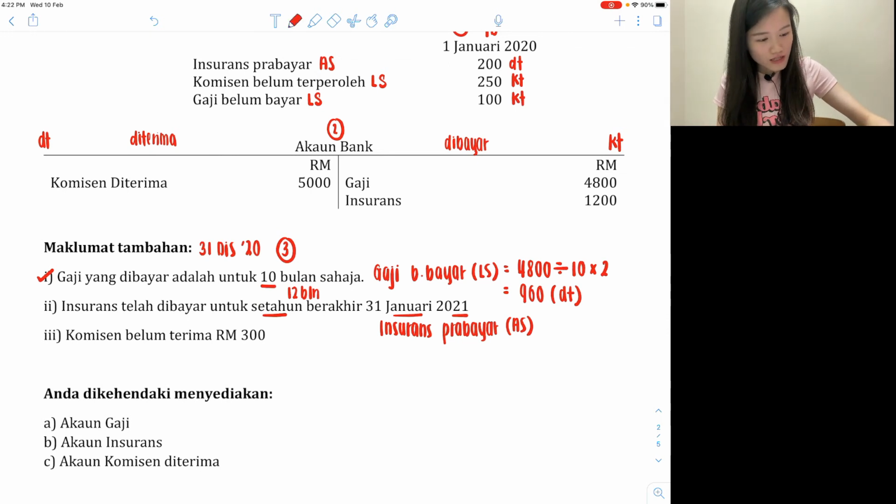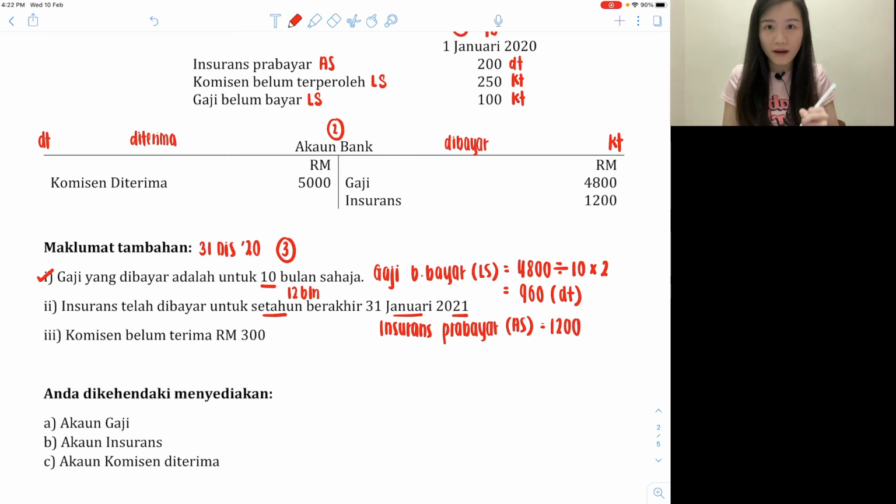Just take the insurance amount, 1,200 dibayar, divide it by 12 months, because yes, we paid for 12, but I can't take all. I want to find out what is that extra, which is 1 month. So to find that out, you take 1,200 divided by 12 times 1. Answer is 100 lah, isn't it? So this is our prabayar.